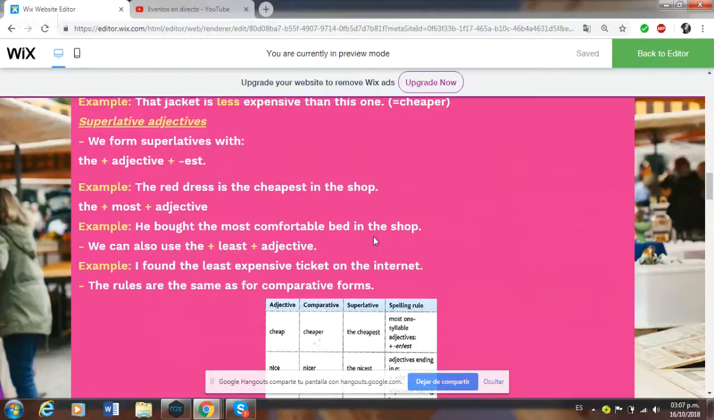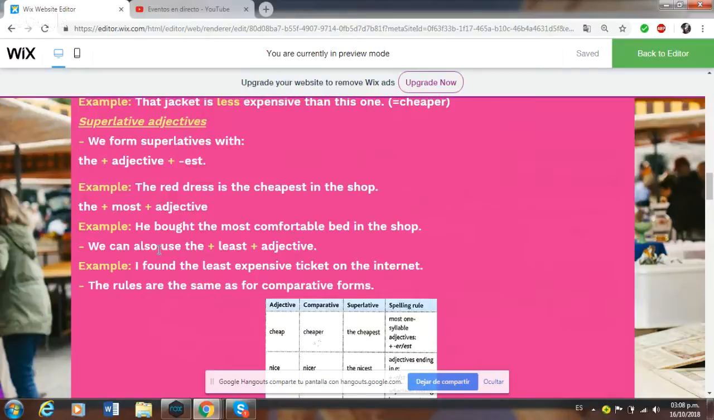Another example. He bought the most comfortable bed in the shop. As you can see here, it is different because the word has more than two syllables. Comfortable is an adjective that has more than two syllables. Then, in this case, we add most before the adjective, before the word. He bought the most comfortable, or the most expensive, could be another example. He bought the most comfortable bed in the shop.